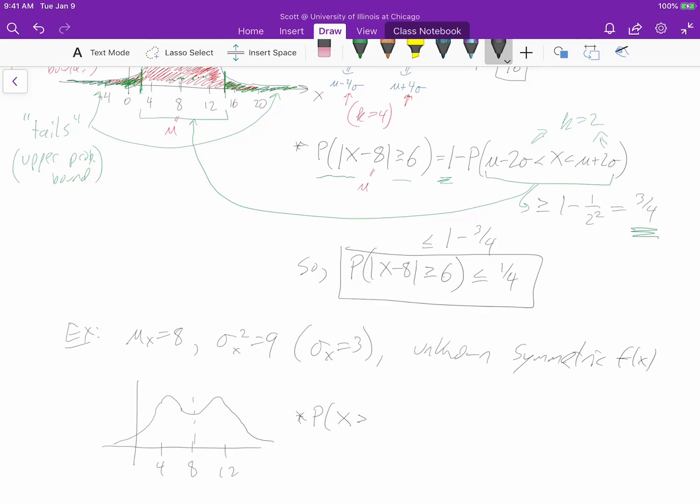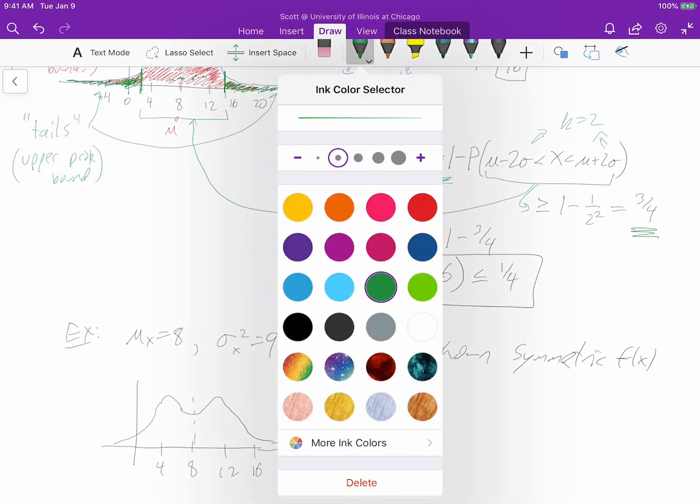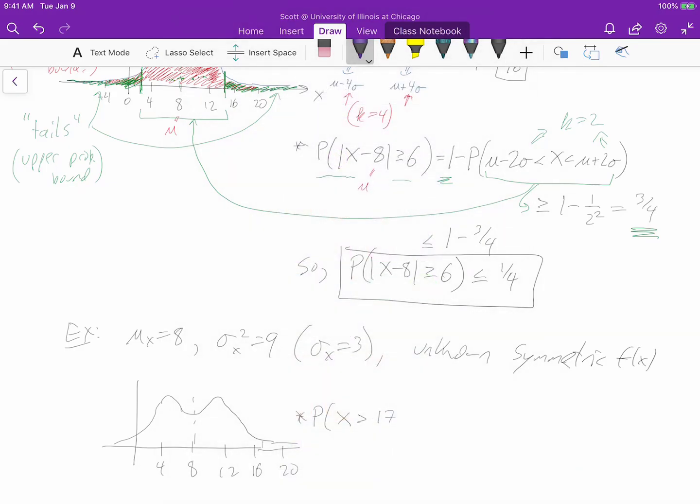let's go 3 standard deviations. So 3 standard deviations is, and by the way, k doesn't have to be an integer. We just often use it as an integer. 3 standard deviations is 9. So what's the probability that x is greater than 17? So there's 16, so 17 is right next to that. Out here is 20. We'll go purple this time.